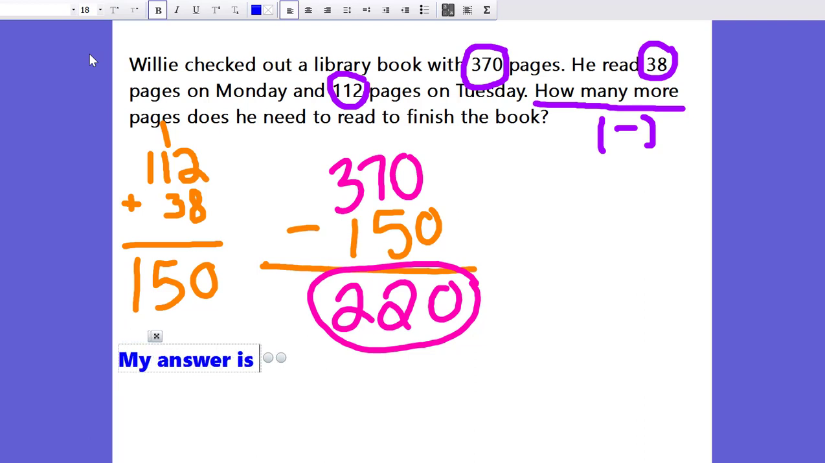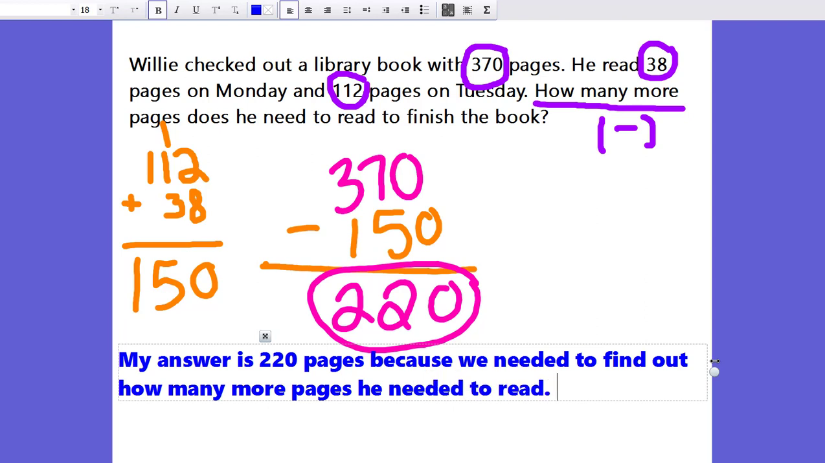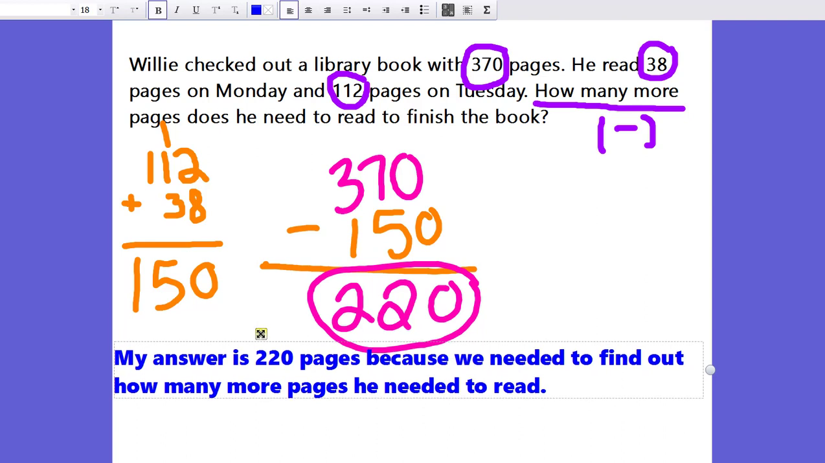My answer is 220 pages because we needed to find out how many more pages he needed to read. Now, this would be a great explanation, but on your test, you're going to be given a lot of lines because we want detailed explanations for one of your questions. So I'm going to be showing you how to do that. So yes, I said what my answer was, and I explained why. But now I'm also going to make sure that I explain every single step that I did.